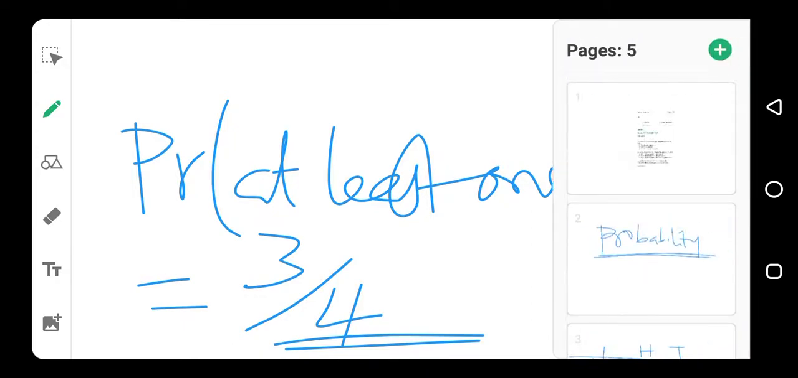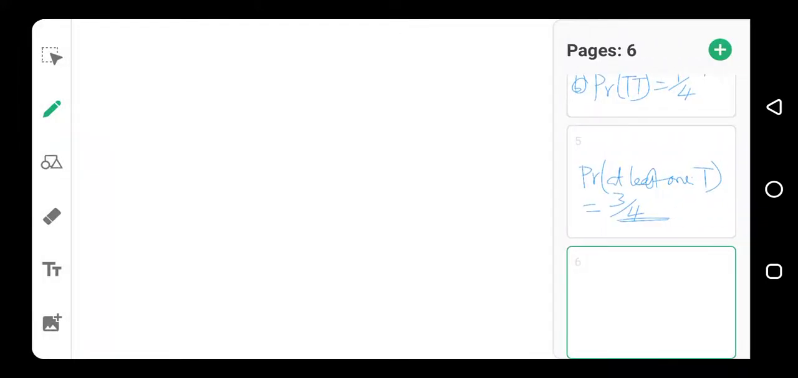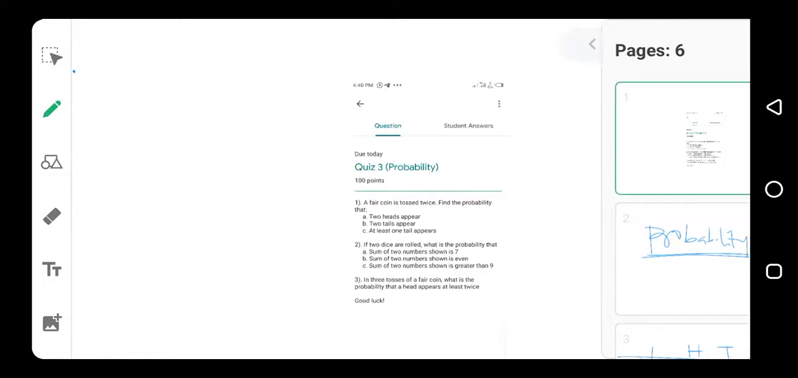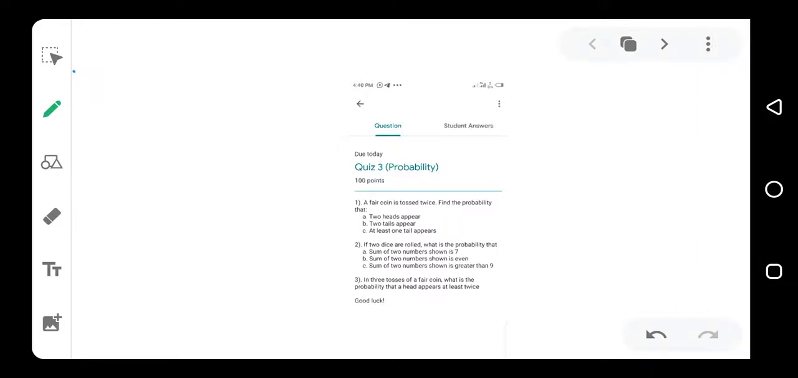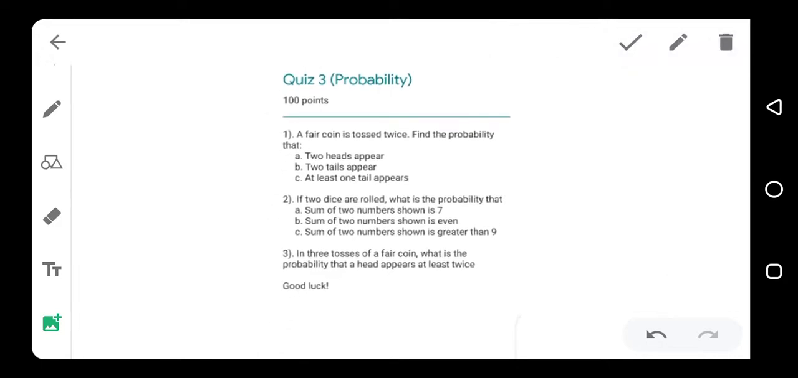Then question number 2. It says, if 2 dice are rolled, what is the probability that the sum of the 2 numbers shown is 7? Sum of the 2 numbers shown is 7. Sum of the 2 numbers shown is even. Sum of the 2 numbers shown is greater than 7.